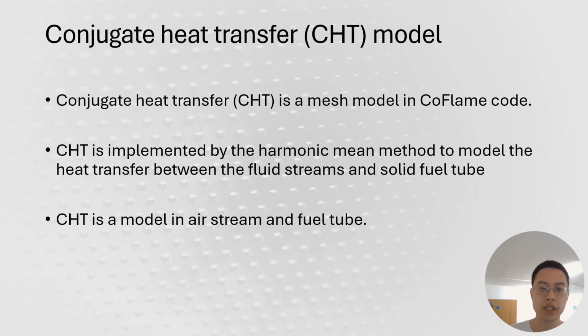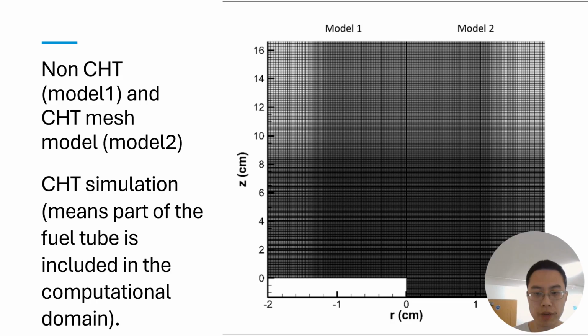Conjugate heat transfer (CHT) is a mesh model in the CoFlame code. CHT is implemented by the harmonic mean method to model the heat transfer between the fuel streams and the solid fuel tubes. CHT is the model in the air stream and fuel tube. Here is a no CHT model 1 and CHT model 2. CHT simulation means part of the fuel tubes is included in the computational domain.